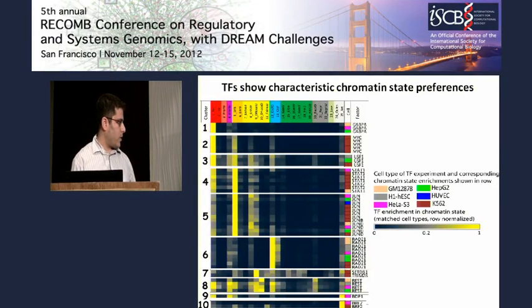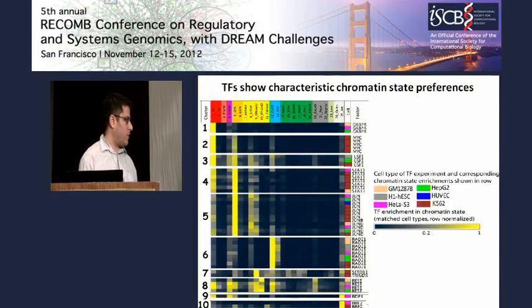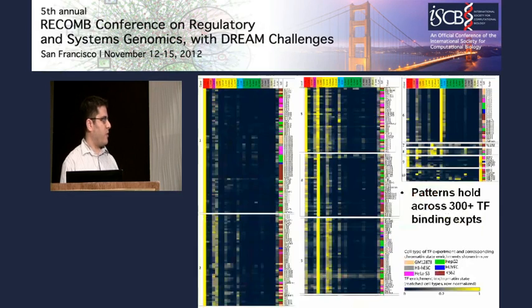There are also some exceptions to the general trend. There were some regulators, SETDB1 and TRIM28, which had the highest preference for a state which was associated with DNase hypersensitivity but limited active histone modifications. And REST had a general preference for a very different set of states. And these preferences were reproducible for these factors across different cell types and sometimes experimental perturbations.